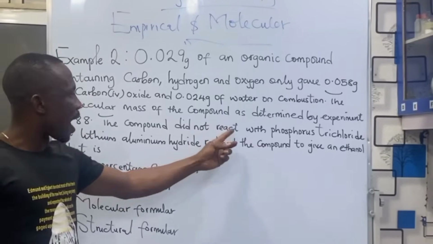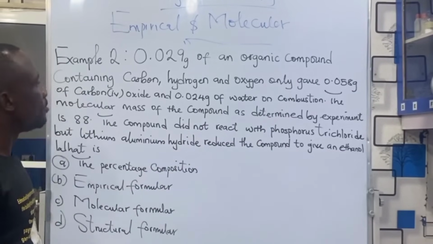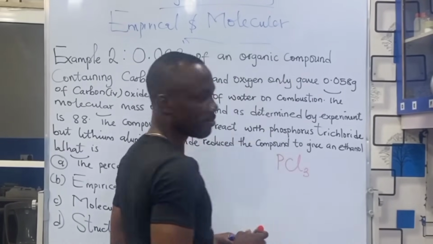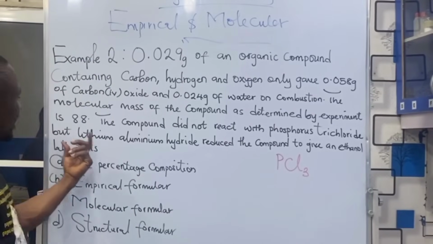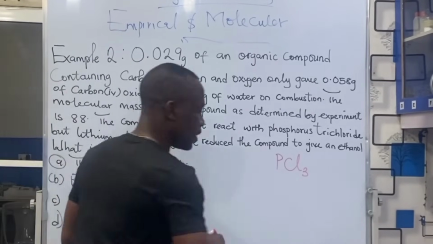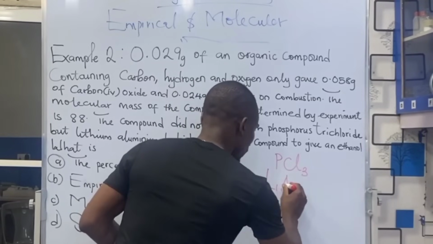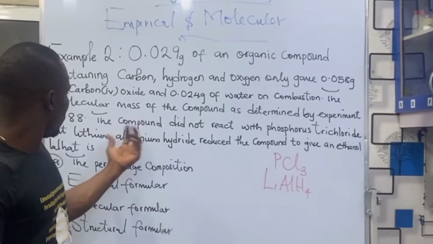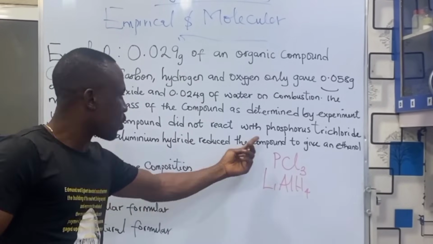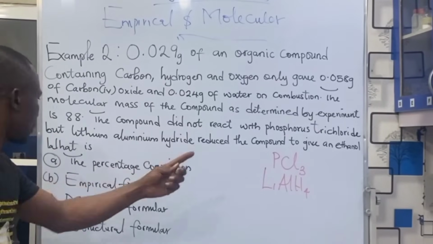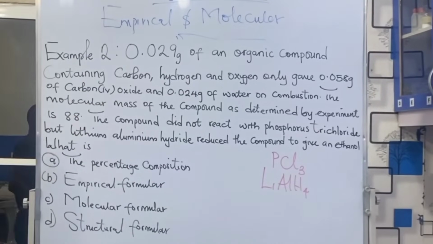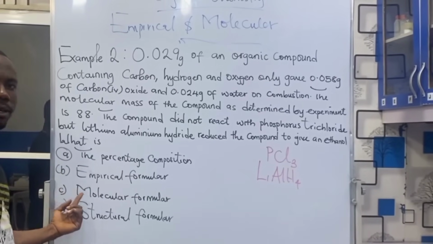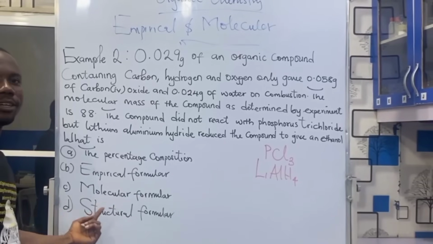The compound did not react with phosphorus trichloride, meaning that the compound did not react with PCl3. But lithium aluminum hydride, a very strong reducing agent, reduced the compound to give an ethanol. What is A, the percentage composition of the compound? B, empirical formula. C, molecular formula. And D, structural formula.